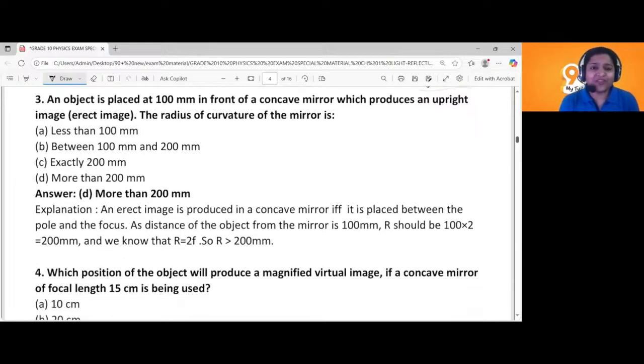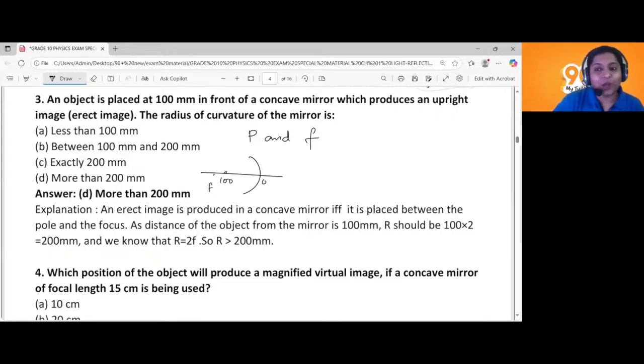An object is placed 100 mm in front of a concave mirror, which produces an upright image. Upright means erect image. So what is the condition, first of all? Concave mirror, upright image. We have to keep the object between the pole and the focus. So in this case, the object is placed 100 mm in front of a concave mirror. So the concave mirror is somewhere here. Okay, 100 mm. And the focus will be somewhere after this 100.